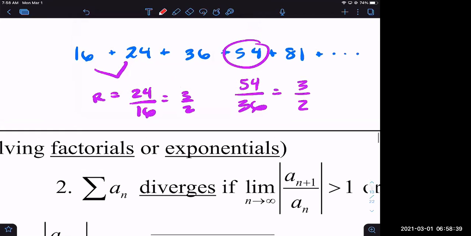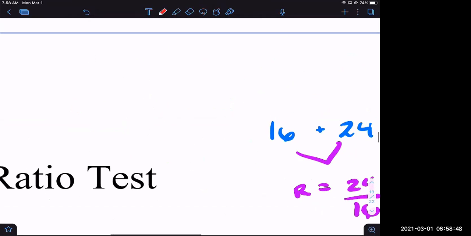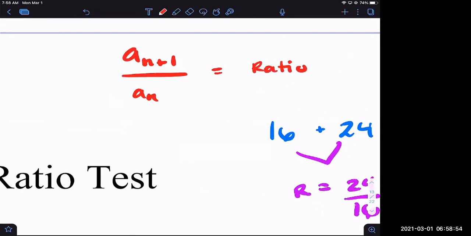So if you take any pair, if you take a number and you divide it by the previous number, you're going to get the ratio. So this idea is if you take the next term and you divide it by the previous term, that's going to give us our ratio. And that works for a geometric series, right?